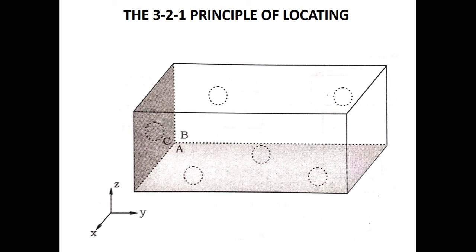So here the movements of the block are arrested by the 3 locating pins on the primary locating surface A, 2 locating points on the adjacent surface B, and another 1 locating point on the tertiary locating surface C. Which means the location of the rectangular block can be done using 6 locators or 6 locating points. This method using 3, 2, 1 locating points on 3 adjacent sides is known as the 3-2-1 principle of locating.